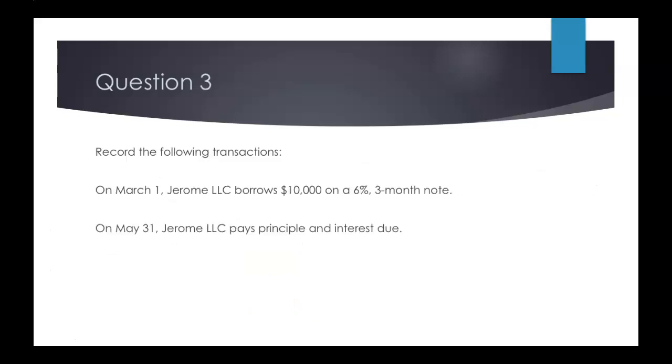Now question number 3. So we need to record the following transactions. On March 1st, Jerome LLC borrows $10,000 on a 6% 3-month note. Then, on May 31st, Jerome LLC is going to be paying the principal and the interest that's due.